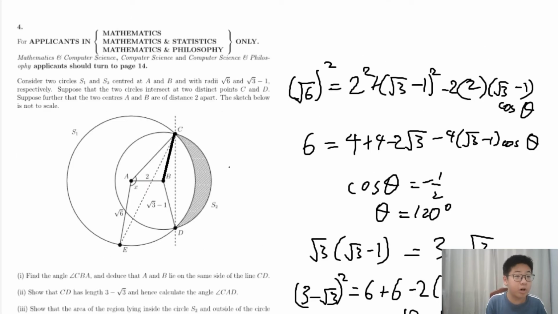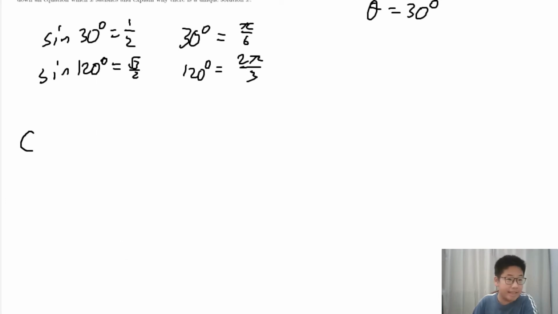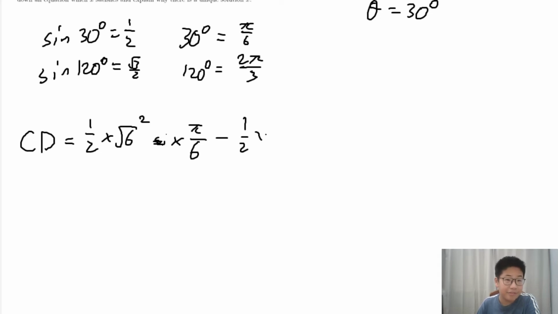So we are now going to calculate the area of this segment. But hold on, there will still be a triangle left here. So we are now going to calculate the area of the major segment CD minus the minor segment CD, as it's called. So area of major segment, so big CD, equals half times root 6 squared times pi over 6 minus half times root 6 squared times sine pi over 6.